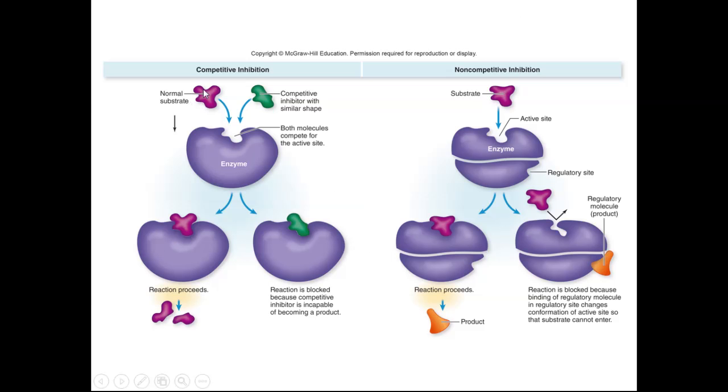So here we have our normal substrate and our competitor, and if our competitor binds to the active site, it clogs it up, and the normal substrate can't get in. This is competitive inhibition. Or if we have non-competitive inhibition, sometimes also referred to as allosteric inhibition, if we bind that regulatory molecule to the regulatory site, the active site changes shape so that the substrate cannot bind. Without the regulatory molecule in the regulatory site, the active site keeps its native state and the regular substrate can bind to it, and the normal chemical reaction can occur.